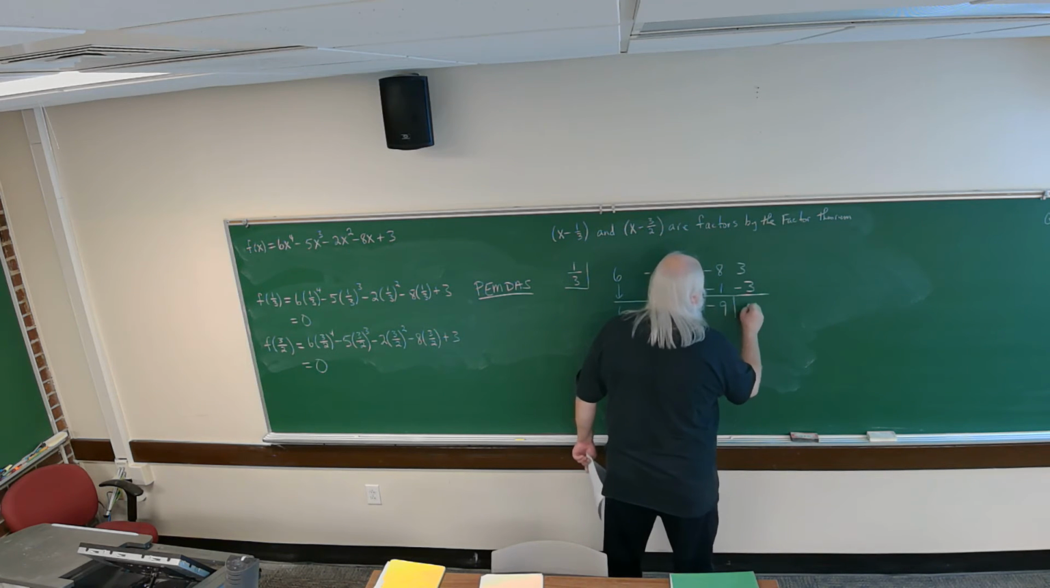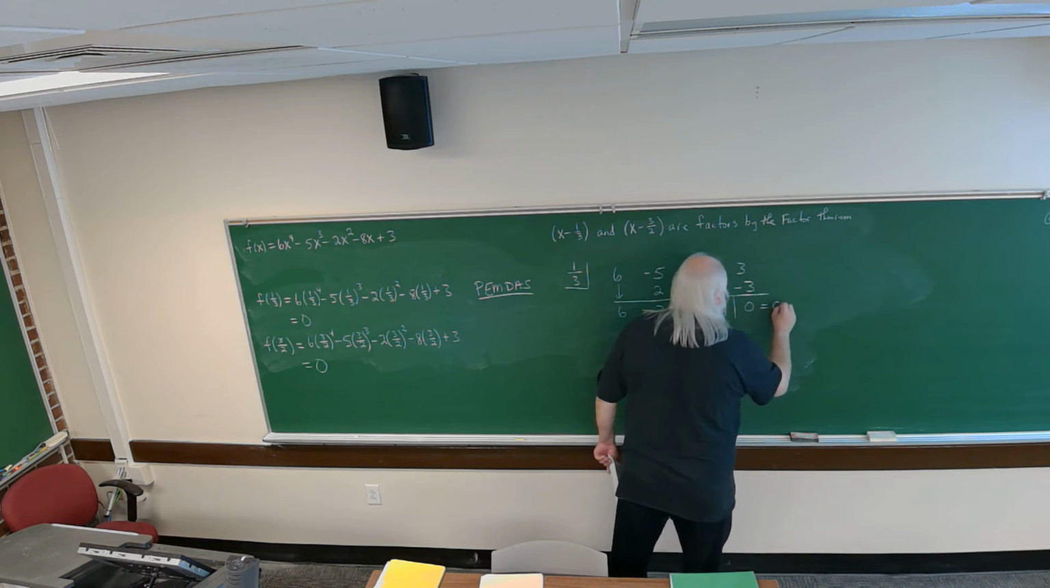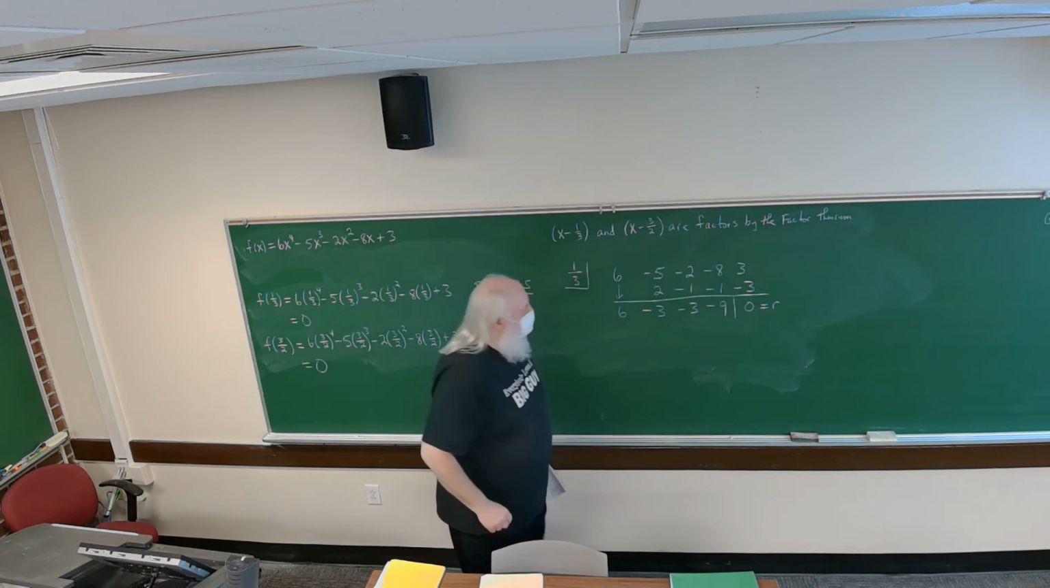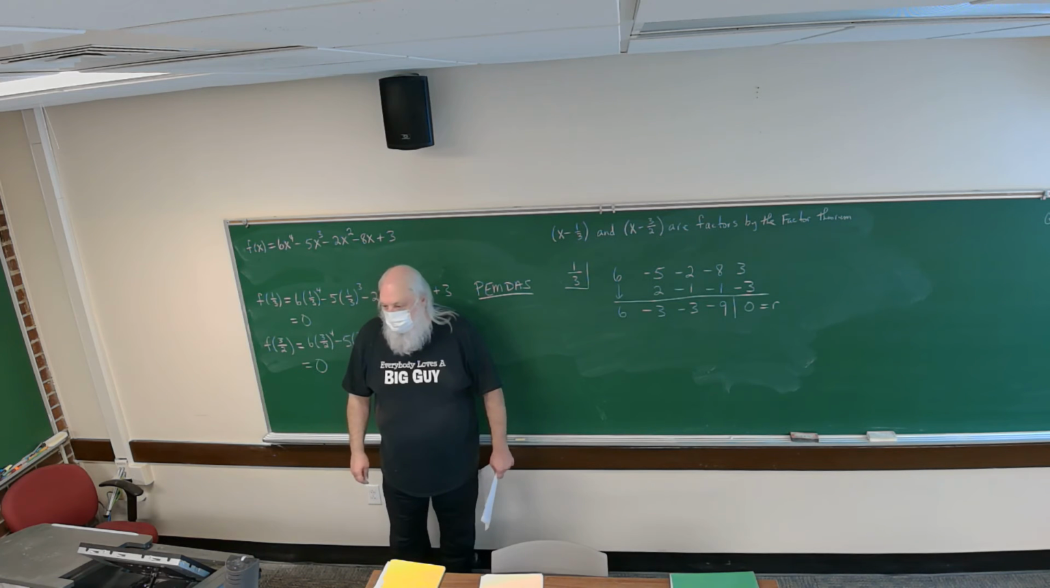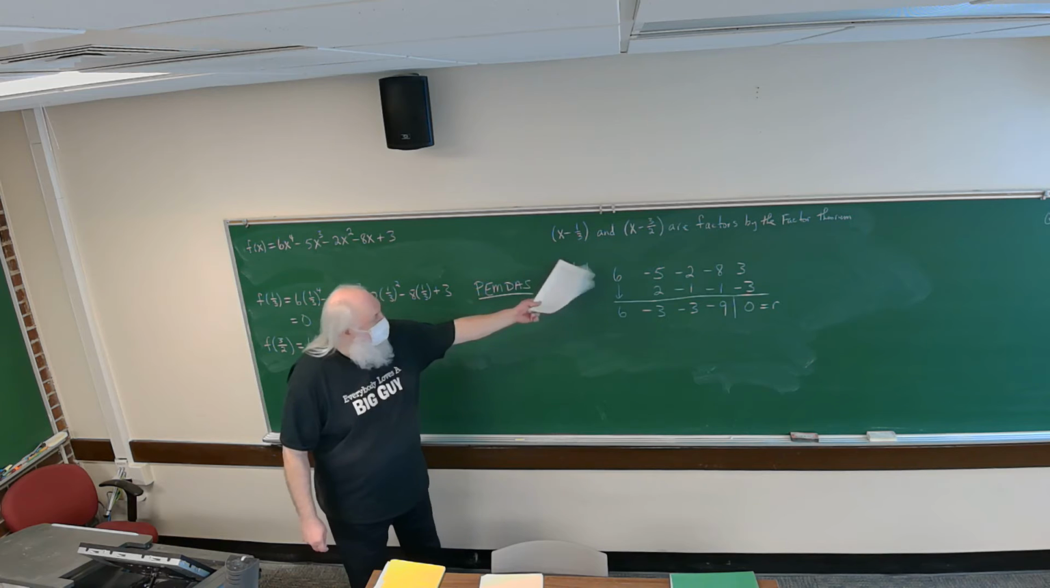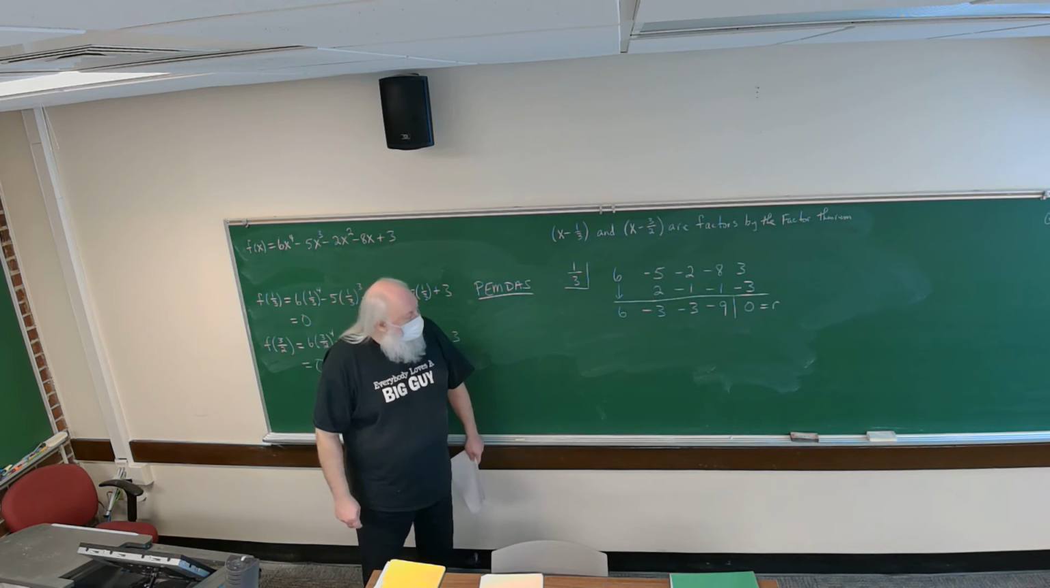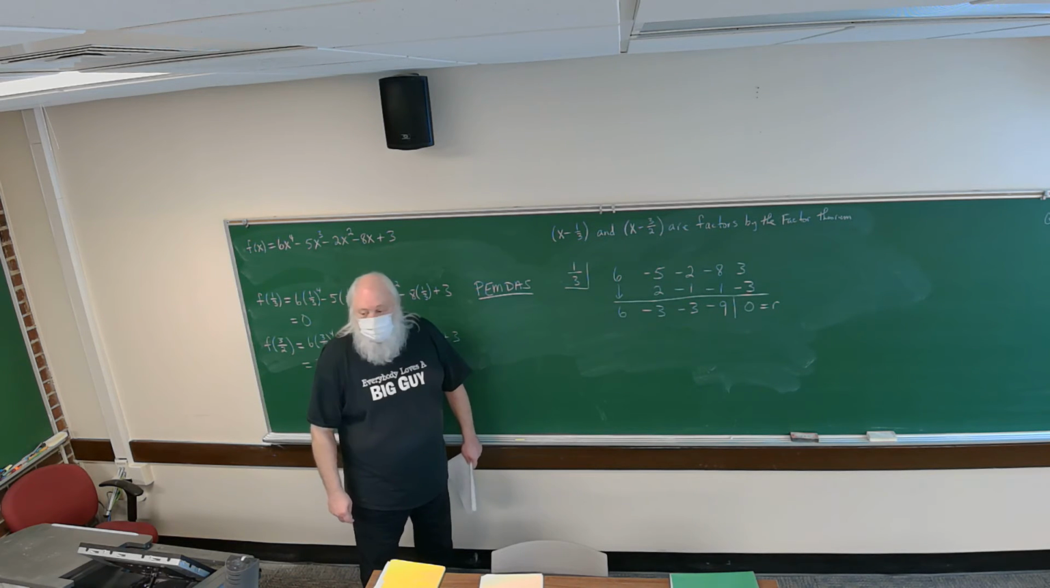And you box the last number. 3 minus 3 is 0. Remainder is 0. We better get 0 for a remainder, or x minus 1/3 is not a factor, or we made a math error.